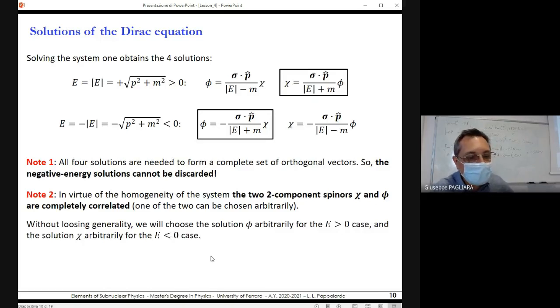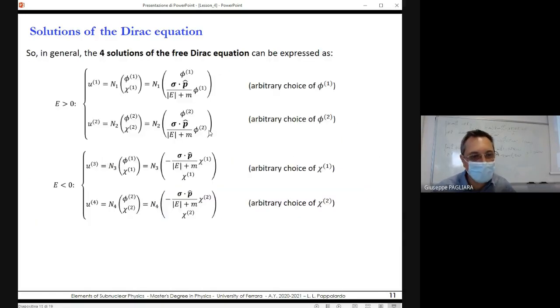And in fact, without losing generality, we will choose the solution of phi arbitrarily for the positive energy case, and the solution of chi arbitrarily for the negative energy case. What does it mean? So if you look at the positive energy, we put some arbitrary solution for phi, and we get the corresponding solution for chi. For the negative energy, we put some arbitrary solution for chi, and we get the solution for phi. But what kind of arbitrary choice should we make? This we will see in a moment.